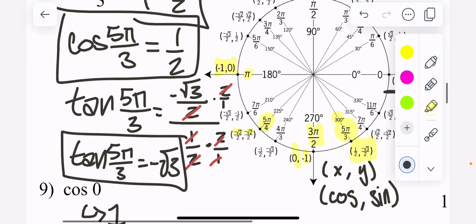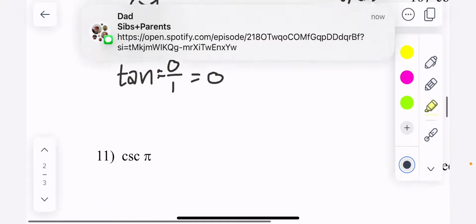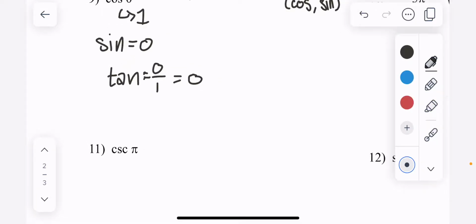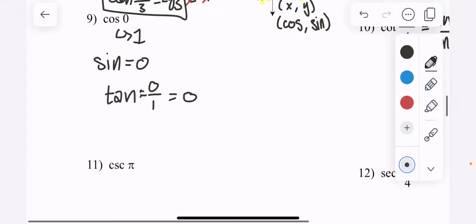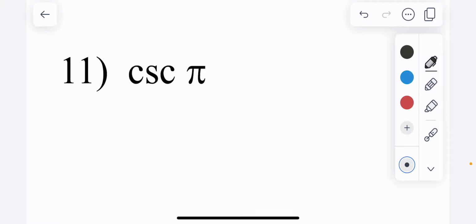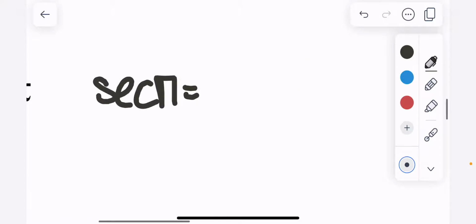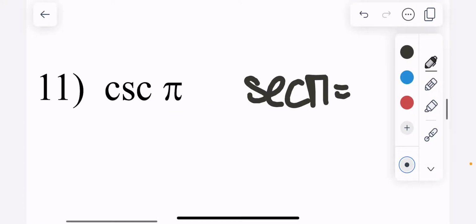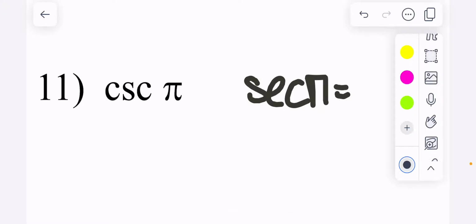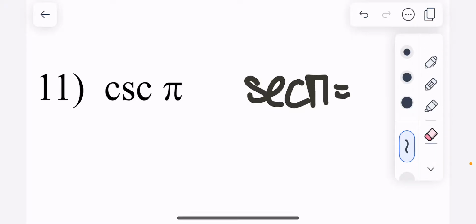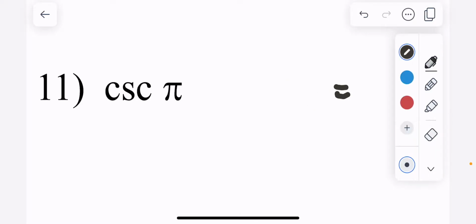Okay. So if I'm trying to find the cosecant, first, I need to figure out what the sine is, because cosecant is the reciprocal of sine. So first, we're going to find the sine of theta.